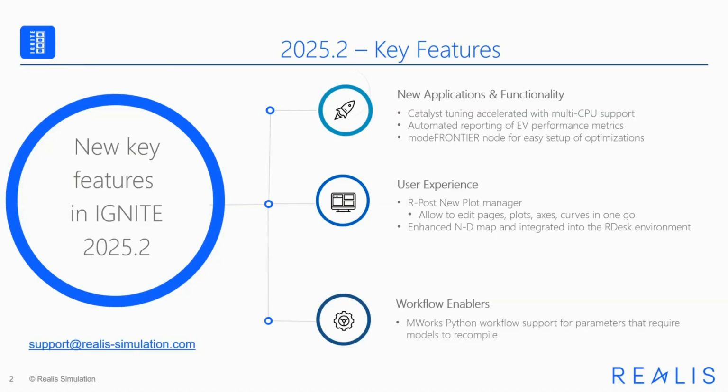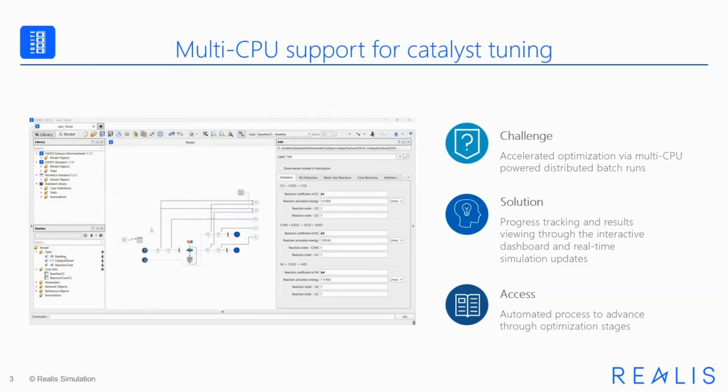So that's the high-level overview. Next, I'll take a closer look at two of the most impactful features in this release: the multi-CPU speedup for catalyst tuning and the automated EV reporting step, both of which bring real day-to-day benefits to our users.